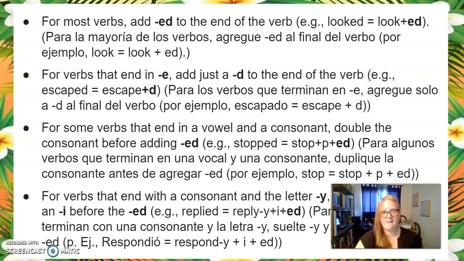For some verbs that end in a vowel and a consonant, you need to double the consonant before adding the ed, like stop, like we stopped in front of the red light. You have to add that extra p and then the ed to make it a proper simple past tense. For verbs that end with a consonant and the letter y, you drop the y and add an i before the ed. Like replied, reply has a y, you drop the y, you add the i, and then the ed. Also, you could always use spell check as you're doing your assignment because those will fix your grammar as well.